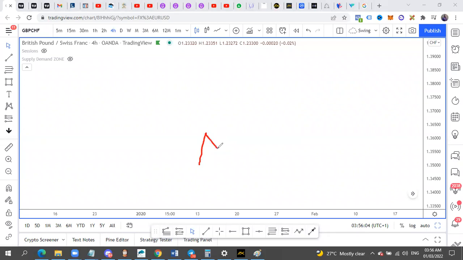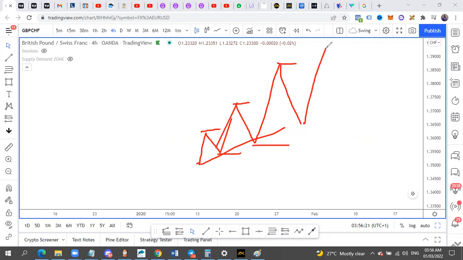In as much that the market is creating more higher highs, all you need to do is keep putting your Fibonacci. The market drops down, keep putting your Fibonacci. The market drops down, keep putting your what? Your Fibonacci. And you're going to be good to go.